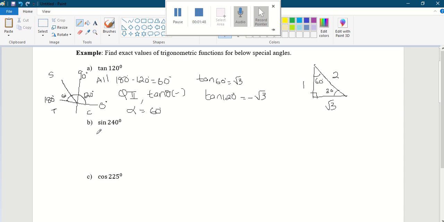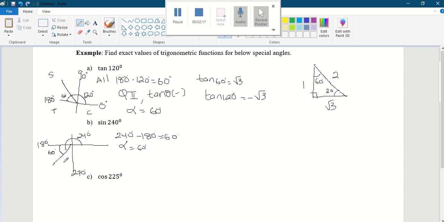Okay. Let's try another one. If you want to solve for sine 240 degrees, we sketch where 240 is. We know this is 180, this is 270. So 240 should be somewhere here. From the beginning till here is 240. We want to find out alpha here, this one. So it will be basically 240 minus 180, so 60 degrees here. So alpha will be 60 degrees.